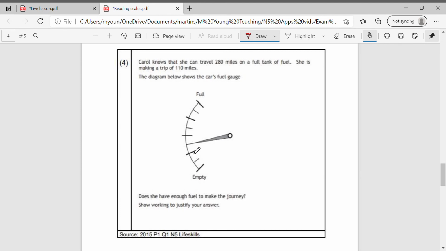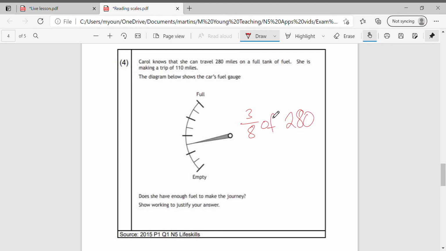So let's first work out what fraction of fuel's remaining from this gauge. Well, there is 1, 2, 3, 4, 5, 6, 7, 8 jumps. And we are 1, 2, 3. So we've got 3/8 remaining. And what we're doing is 3/8 of 280, because that's the total amount that we can travel on a full tank.